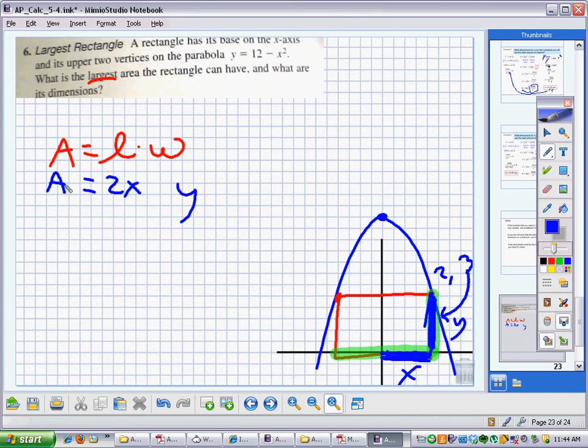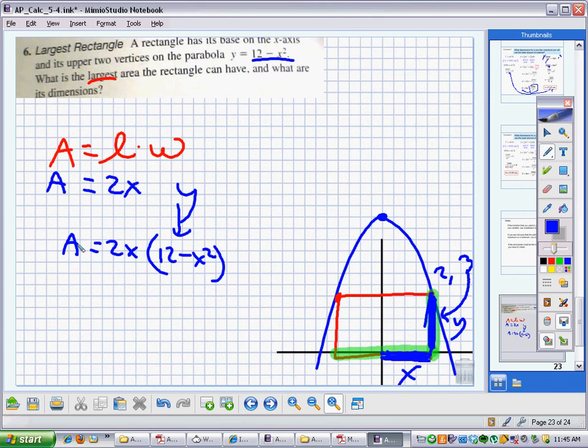William? Wouldn't y equal the initial equation? Y equals an equation. We haven't used it yet because the parabola could be a different parabola. So y is the same as 12 minus x squared. So this changes to 2x times the quantity 12 minus x squared. That's your area formula with only one letter.